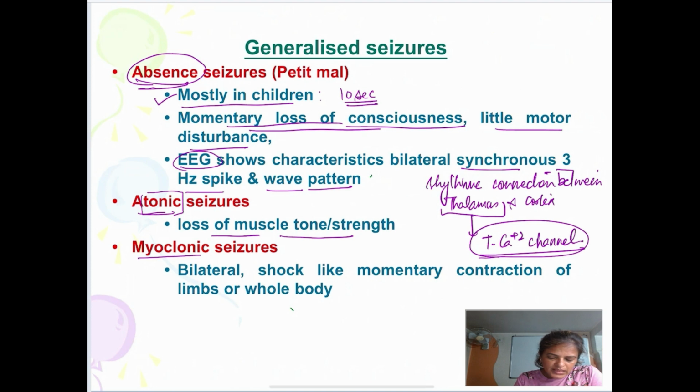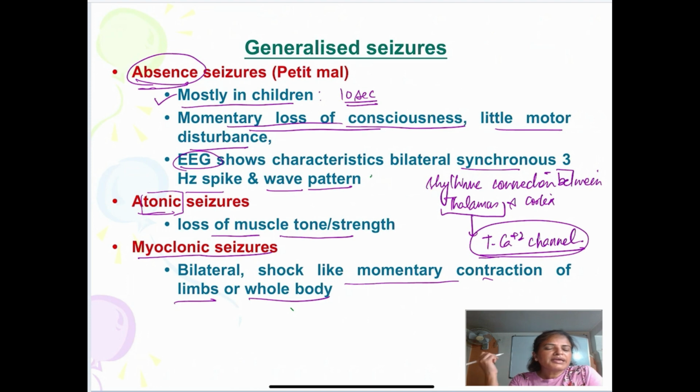Then another type of generalized seizure is myoclonic seizure. In myoclonic seizure there will be shock-like momentary contraction of either a limb or the whole body. It may happen in any type of generalized seizure. It may happen in petit mal, and it may happen in generalized tonic-clonic seizure. So these are the four types of generalized seizure.